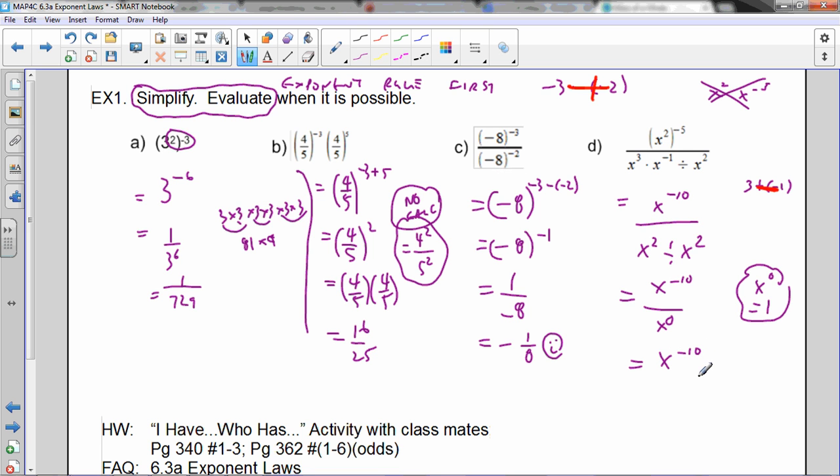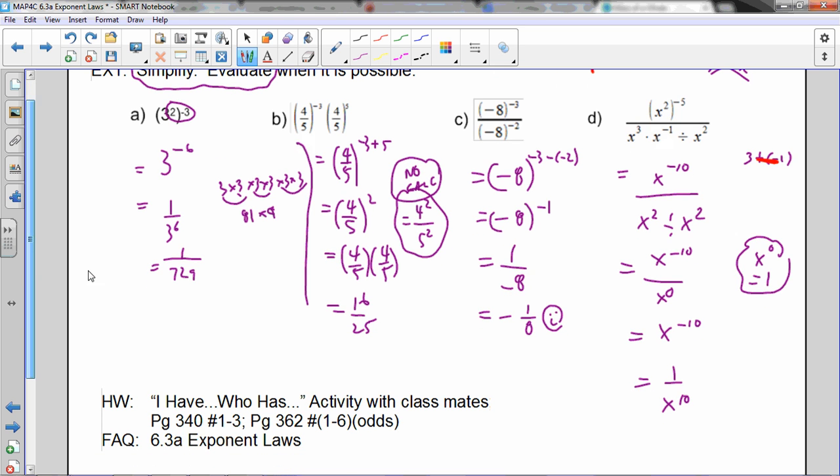Usually we don't like having these answers with negative exponents, and most often you'll see in the back of the book they'll write it as a power with a positive exponent, and the positive exponent is in the denominator. So this is the best. Probably I wouldn't mark that wrong.